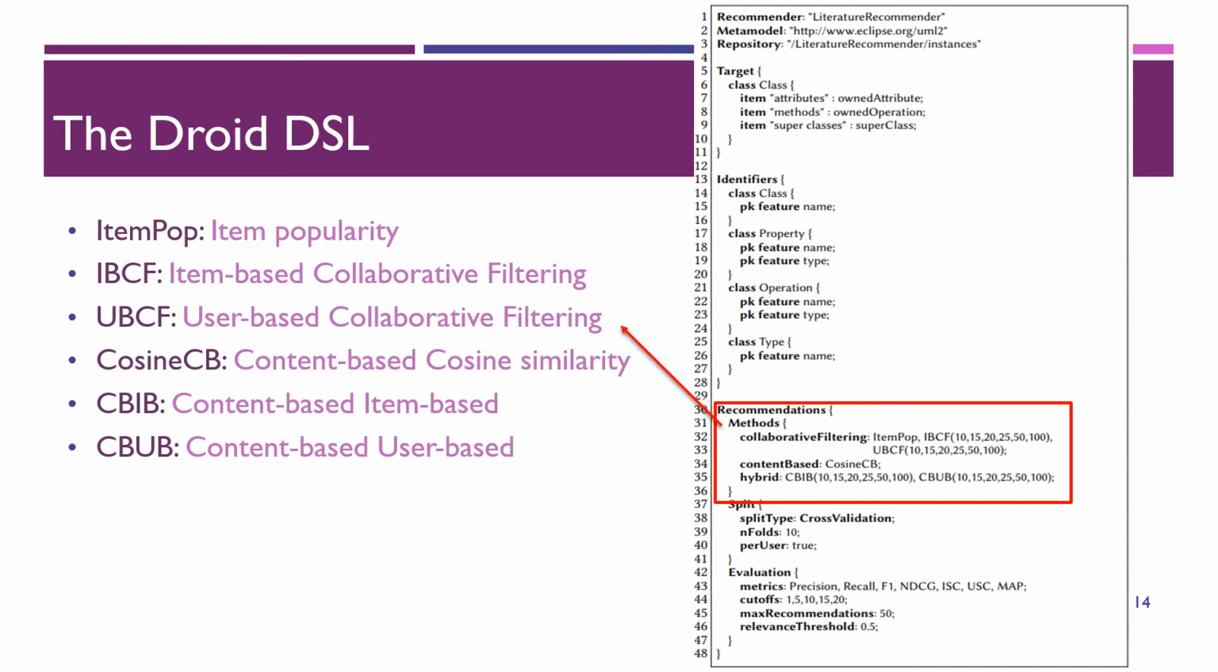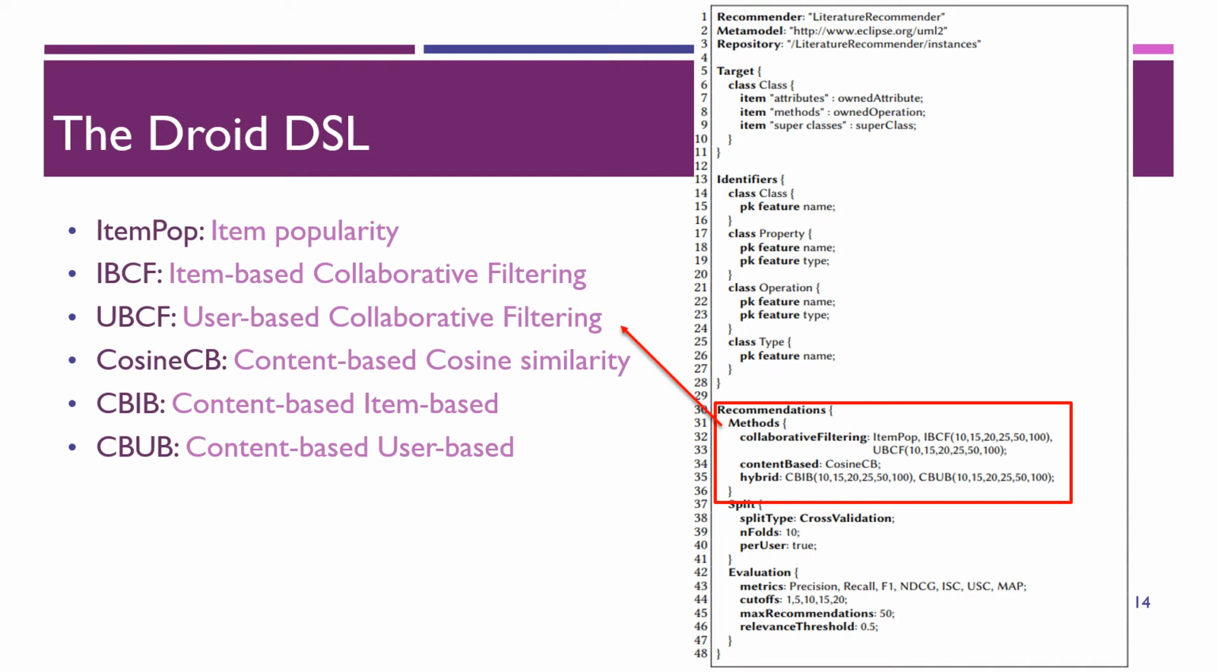Finally, the configuration settings for the recommendation methods are being specified. Here it's important to mention that Droid provides a wizard that can offer a recommended set of configurations in case the recommender system designer does not have the expertise or is not interested in a fine-grained configuration.